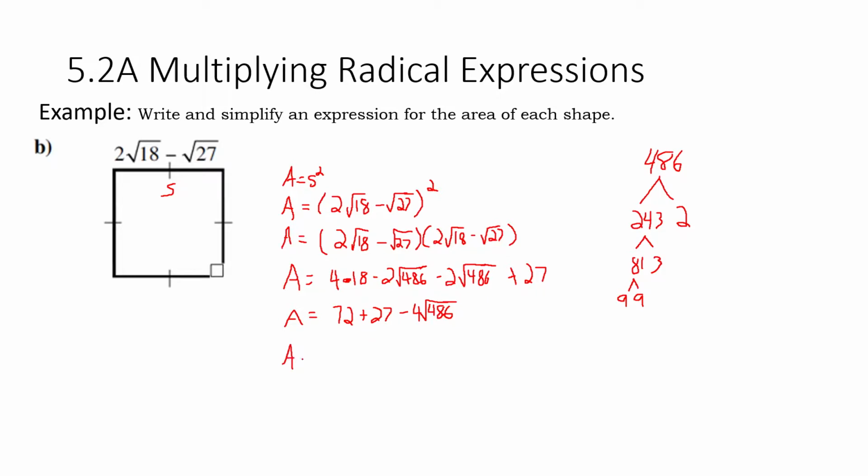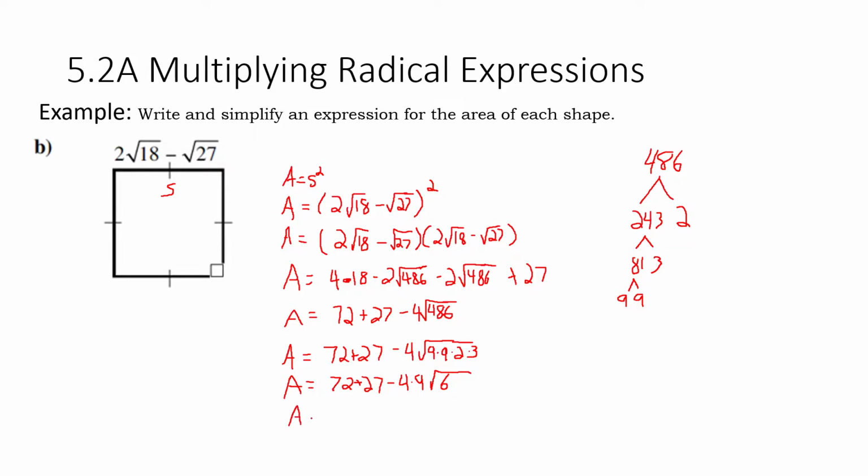So let's do that. 72 plus 27 minus 4, and then underneath the root, we're going to have 9 times 9 times 2 times 3. The 9 times 9 we know is 81. The square root of 81 is 9. So let's pull that 9 out. 72 plus 27. And then minus 4 times 9. And then underneath the root, we still have the 2 times 3, which is root 6.